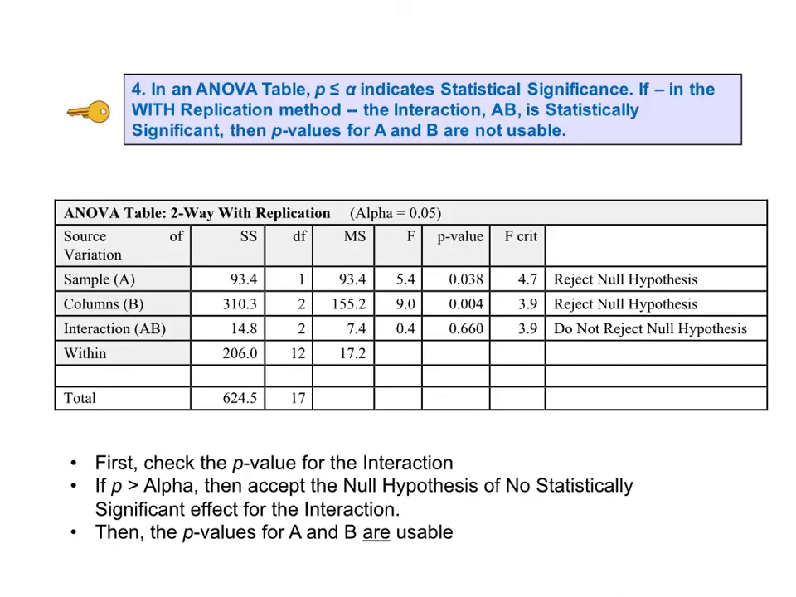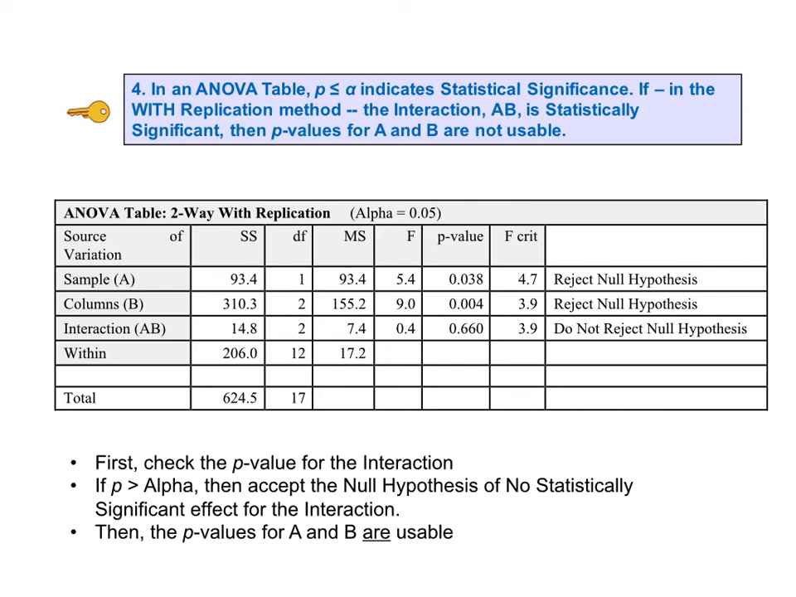Here's the ANOVA table, which is calculated from the with replication data on the previous slide. The first thing we need to do is to check the p-value for the interaction AB. It is 0.660. Alpha, as shown in the top row, was selected to be 0.05. If the p-value indicates a statistically significant interaction, which happens when p is less than or equal to alpha, then the p-values calculated for A and B separately would be meaningless. The effects of A and B would be too intertwined to separate them.